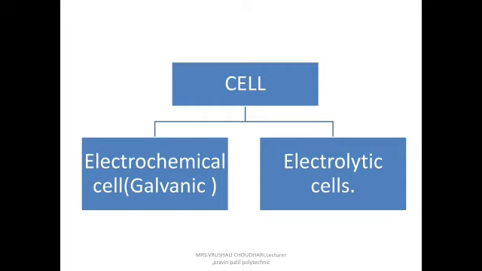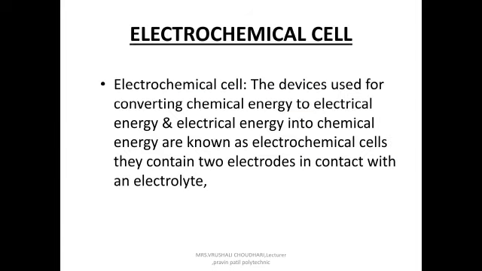One is called the electrochemical cell, or galvanic cell, which converts chemical energy into electrical energy. Another one is the electrolytic cell, in which we are converting electrical energy into chemical energy. A device which is used for converting chemical energy to electrical energy and electrical energy to chemical energy is known as an electrochemical cell. It consists of two electrodes in contact with the electrolyte.